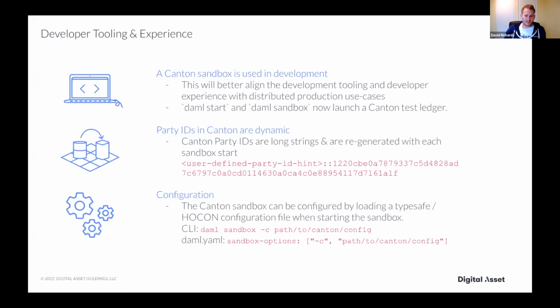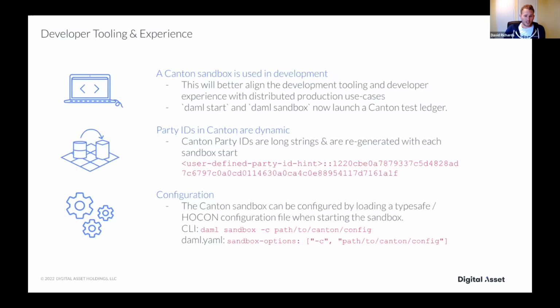And having a Canton test ledger used when starting the sandbox is important, because in Daml 2.0, a Canton ledger is used in production. And therefore, we're keeping the production and development environments as similar as possible. And this should incentivize you, as developers, to adopt good practices when creating Daml applications, which should then make transitioning between development and production environments much, much smoother, as there's a lot less to change, or next to nothing, if you do it right, to change between development and production.